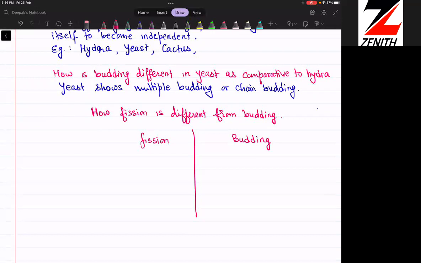Sir, unicellular organisms reproduce through fission and multicellular through budding. Very good, Pratna, impressive. But you said it a little wrong. Fission occurs only in unicellular organisms, and in case of budding, yeast is unicellular, right? Hydra is multicellular. So both unicellular and multicellular.